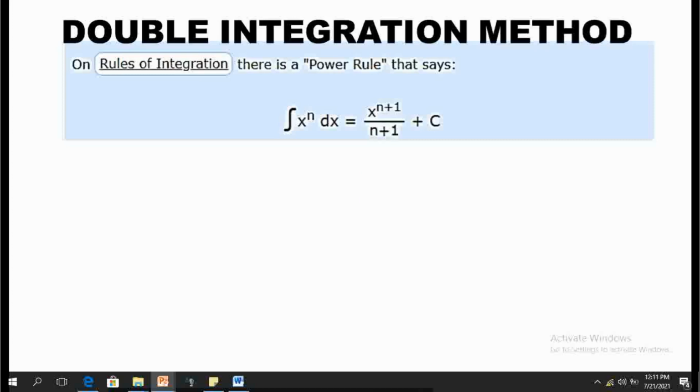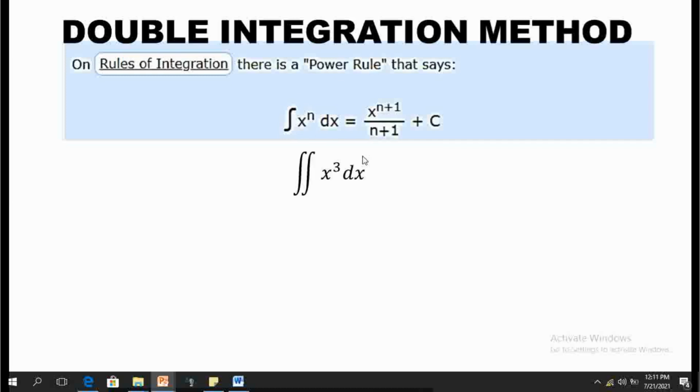Ang rule na ginagamit natin in double integration method is your power rule. Anong sabi dun sa may power rule during your integral calculus? So, the integral of x raised to n dx is equal to x raised to n plus 1 over n plus 1 plus c. And pinag-aralan nyo ito during your integral calculus. Now, since double integration tayo, twice nating kinukuha yung integration.